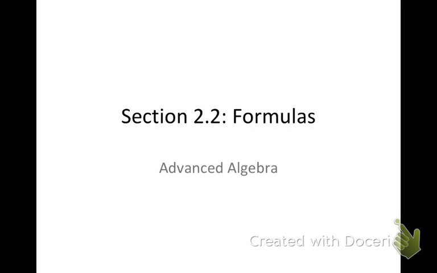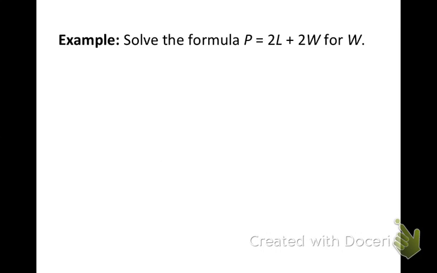All set up? Okay, so we're just going to start with a first example. We've got the formula P equals 2L plus 2W. Does anybody know what that formula is for? For the perimeter of a rectangle. Very good. And you are being asked to solve for the variable W.